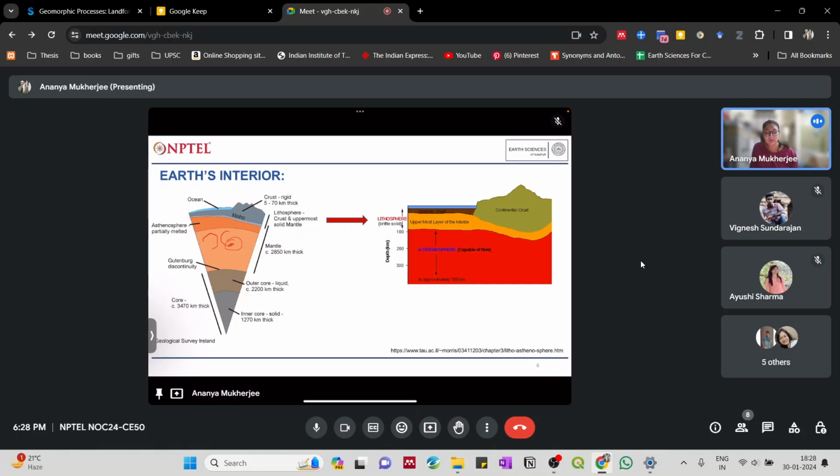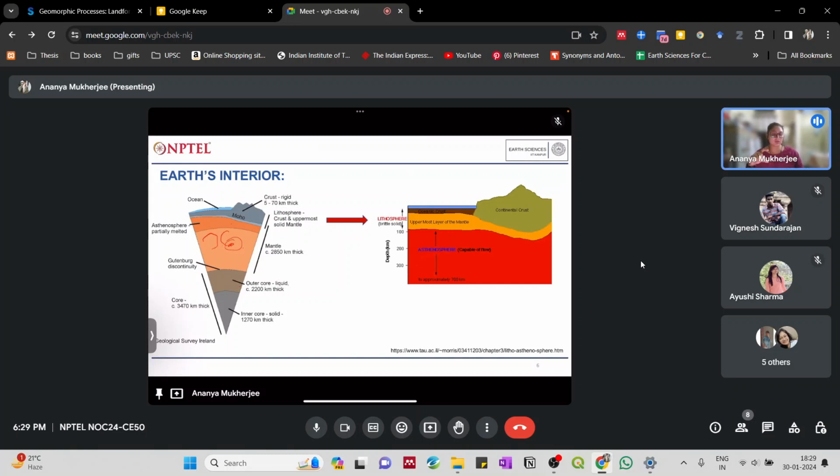Then above the mantle you have a transition layer, which we call the asthenosphere. That is partially melted. Above the asthenosphere, the entire part can be called the lithosphere. The lithosphere can be divided into different layers. One is your crust, and the lower part, below the crust, is called the upper mantle.